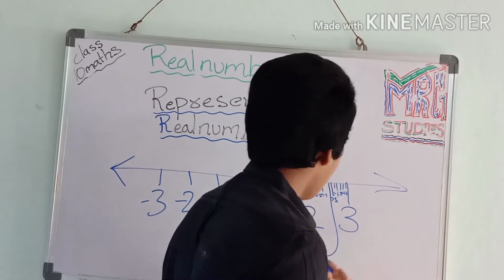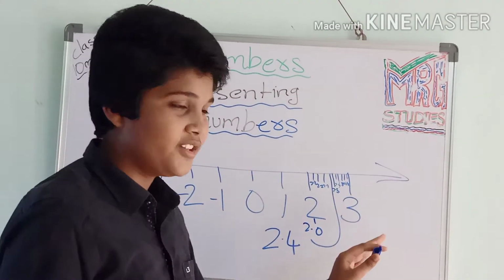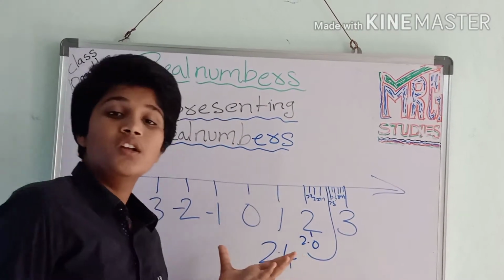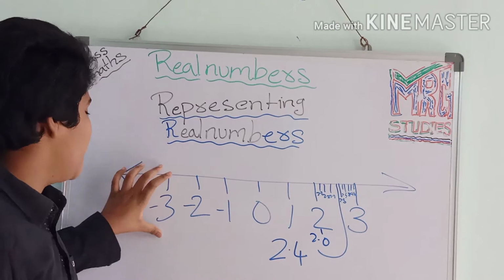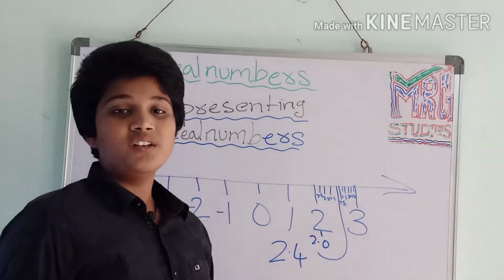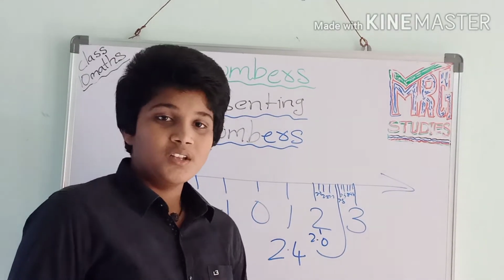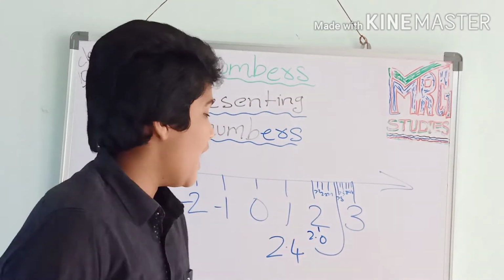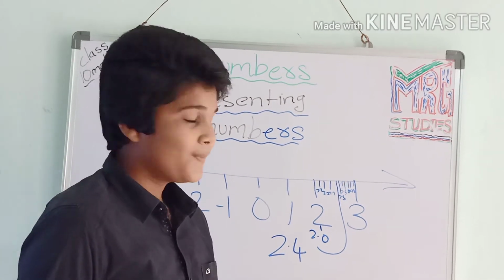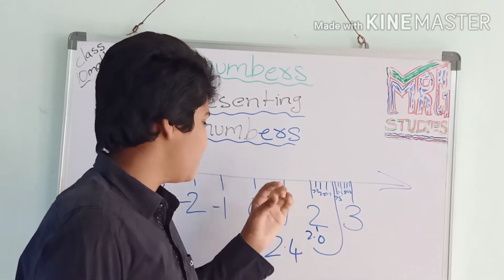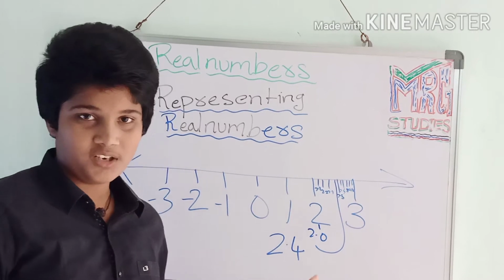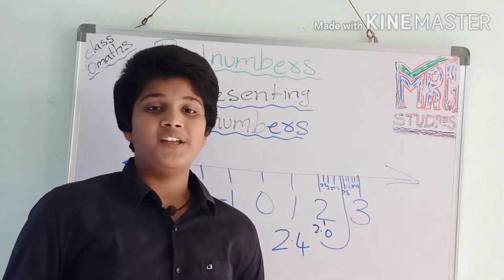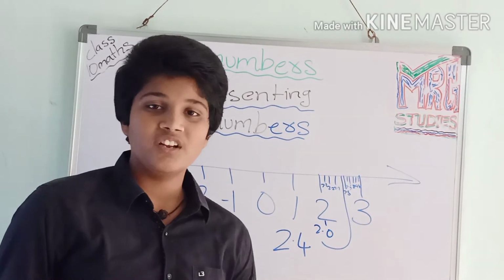After 2.10, the next centimeter is 3. So like that there will be millimeters in this number line. Between 2 and 3, or any numbers, there will be millimeters, and in those millimeters we can represent the real numbers. I think you have understood. Again, there are millimeters between two numbers on the number line, and in those millimeters we can represent the real numbers.